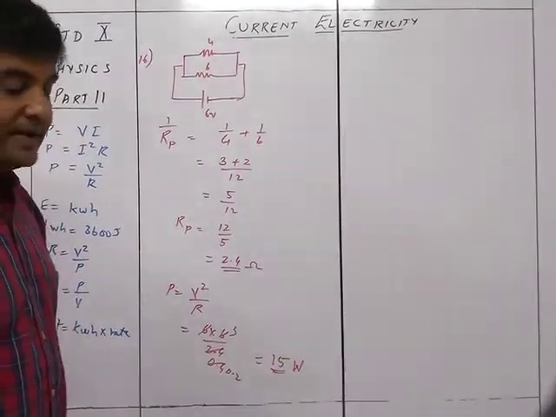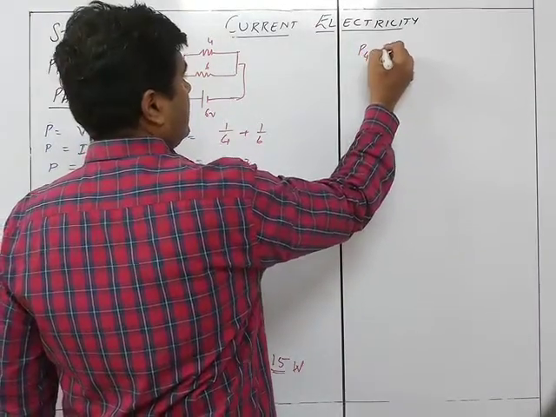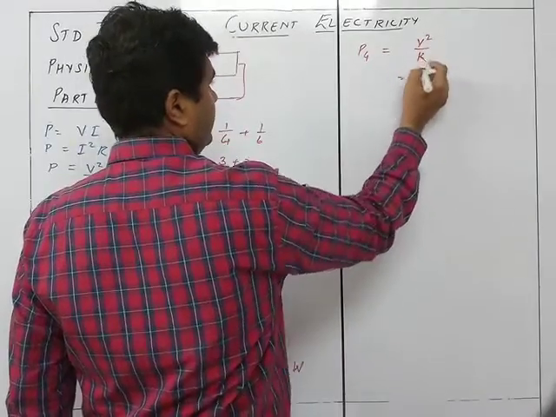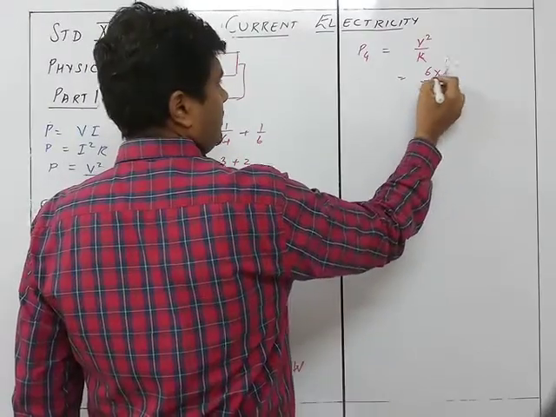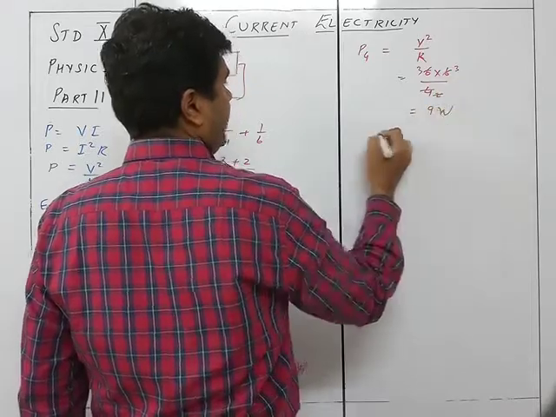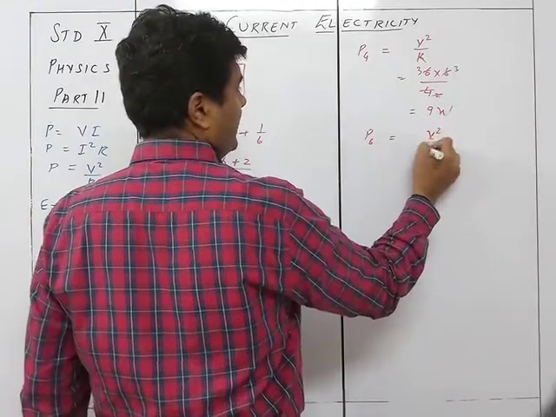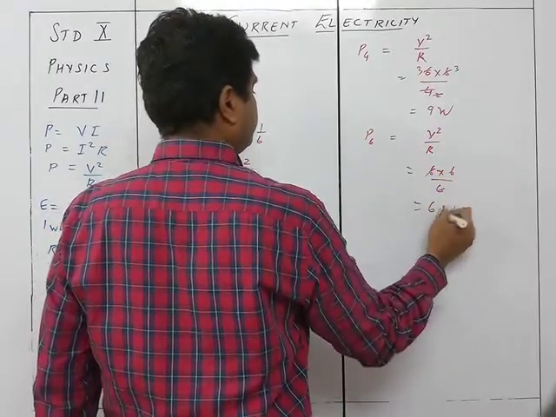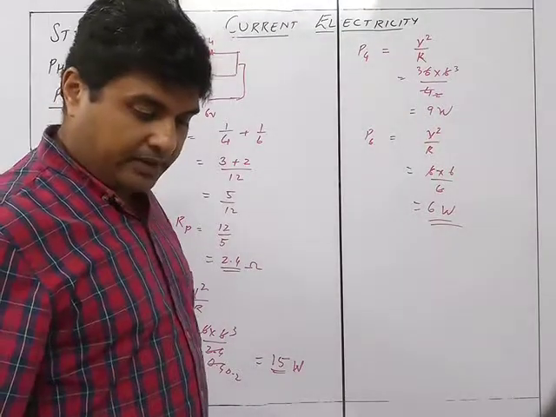Power dissipated in each resistor, what is the power dissipated? So power in the 4 ohm resistor is going to be V square upon R, so 6 into 6 upon 4, which will be 9 watt. And for the 6 ohm resistor, power will be V square upon R, which is 6 into 6 upon 6, equal to 6 watt. So that was the power dissipated in each resistor.